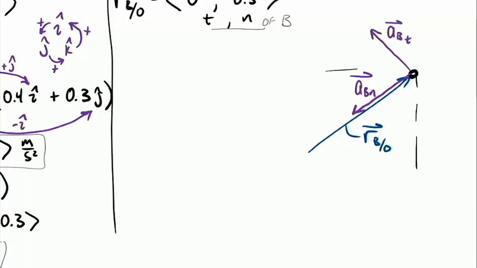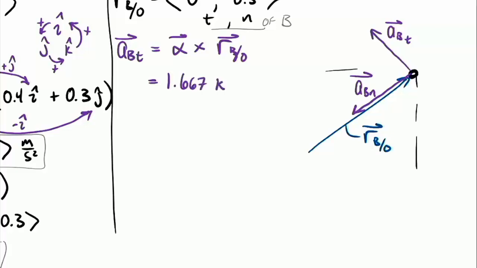Now, this is not to scale. Our a b sub n ended up way, way bigger than our a b sub t, right? It was massively larger. All right, let's do this cross product. So a b sub t in my tangent normal. The equation's the same, alpha cross r of b relative to o. But I now have, and I have the same alpha, 1.667. It is in the k hat.